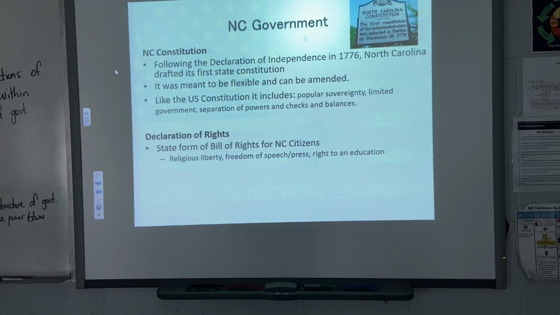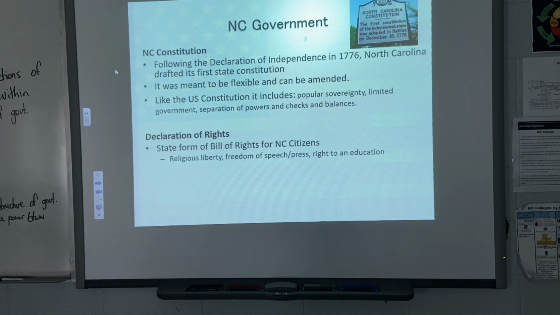All right, so the North Carolina Constitution, like the U.S. Constitution, is meant to be flexible. Sometimes we refer to the Constitution as a living document. There again, we refer to it as a living document because it's open to change. So we say constitutions are flexible and they can be amended. They can be changed. That's what amended means.